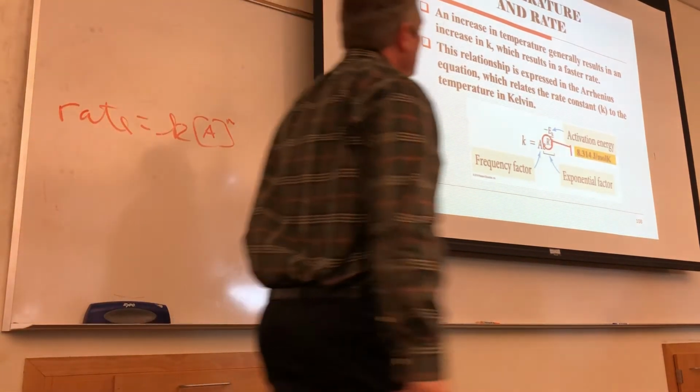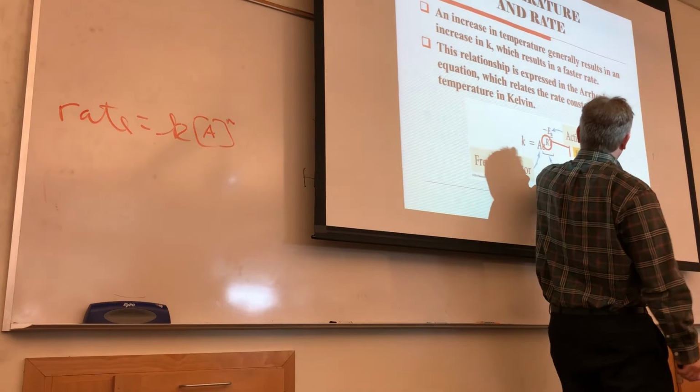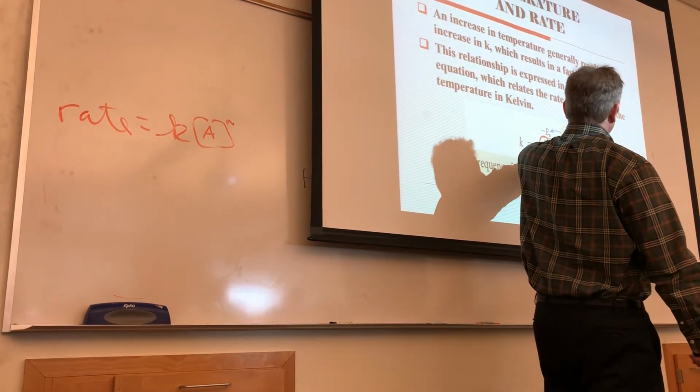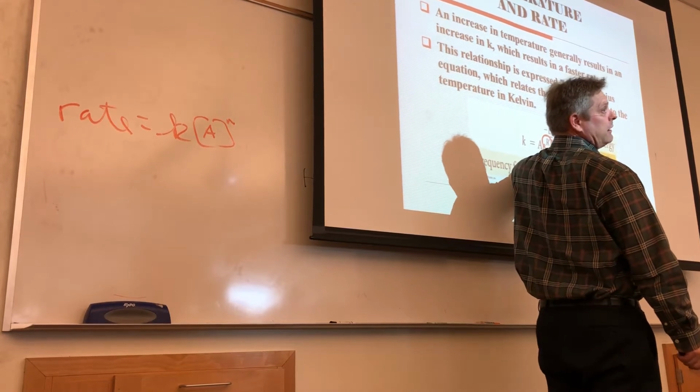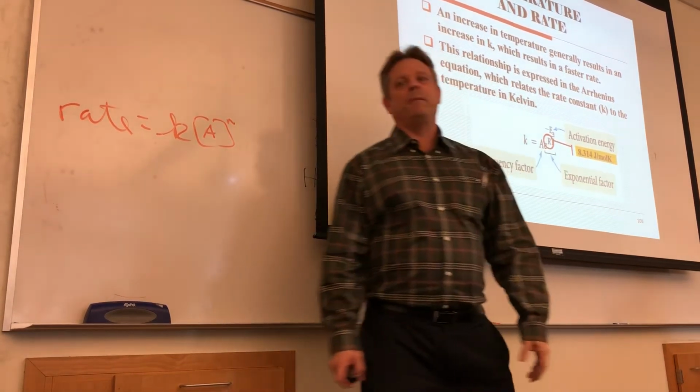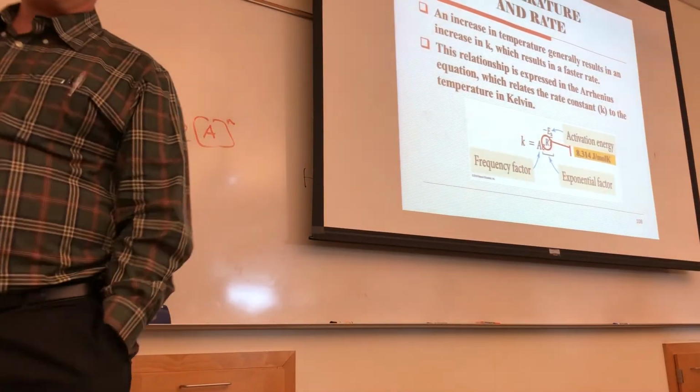Okay. So we're using R, 8.314 joules per mole K. Always use that in this context, which means temperature always has to be in Kelvin, as you see here, and this is always going to be in joules per mole.